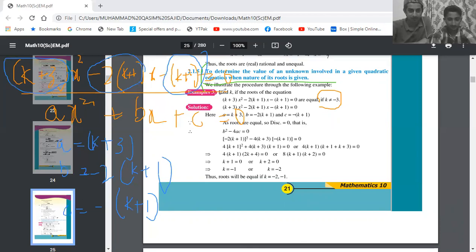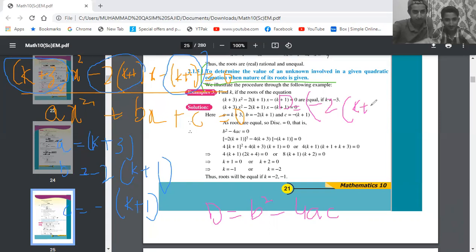So the discriminant equals b square minus 4ac. For the discriminant, we have to put our values of a, b, c in the equation. So the discriminant equals minus 2 into k plus 1 whole square, minus 4, then a is k plus 3, into c, which is minus k plus 1.